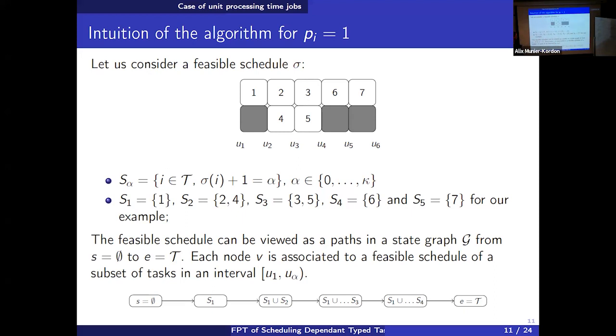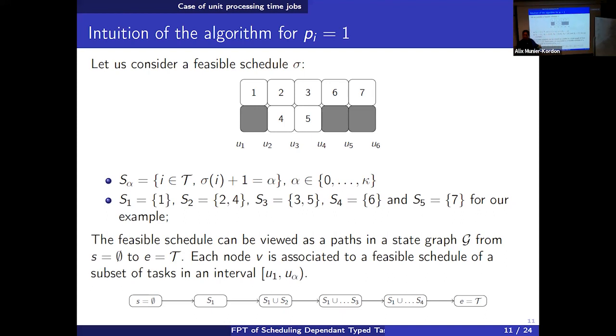And in fact, a very simple way to store this schedule is to store it as a path in a graph. At the beginning, the set is empty. Then the set is S1, so this. Then the second node is only this. Then the third node is this part, this path, etc., etc.